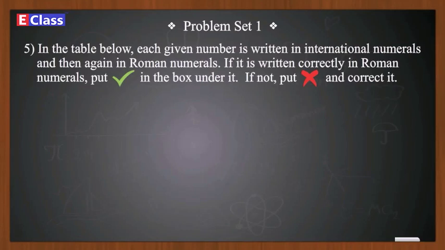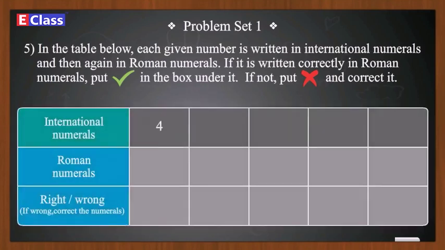5. In the table below, each given number is written in international numerals and then again in Roman numerals. If it is written correctly in Roman numerals, put tick in the box under it. If not, put cross and correct it. International numerals 4. Roman numerals IIII. Right or wrong? If wrong, correct the numerals. Cross. The correct answer is IV.